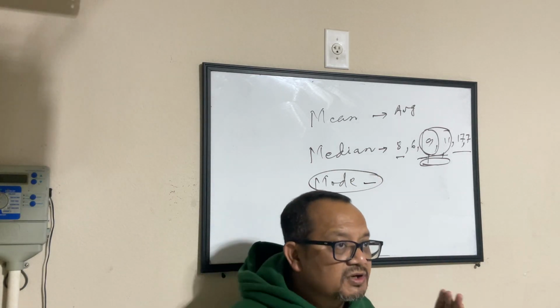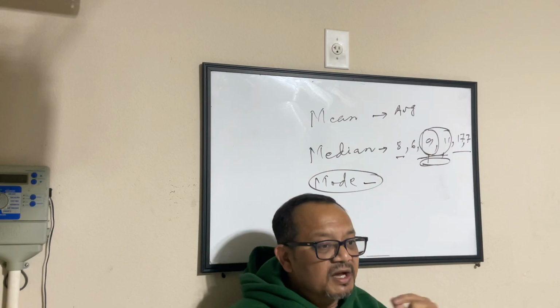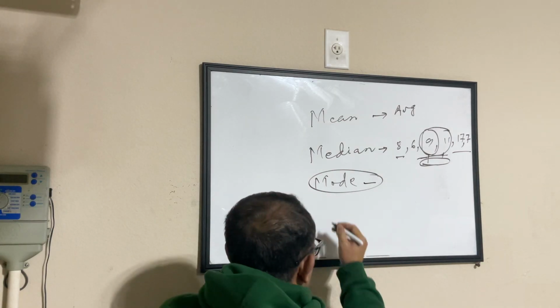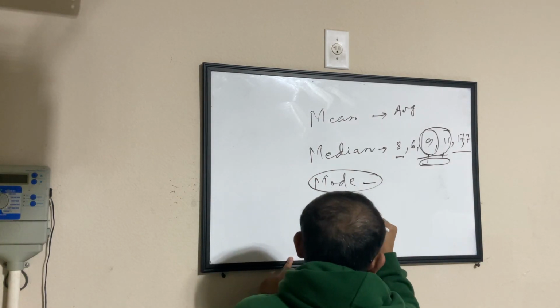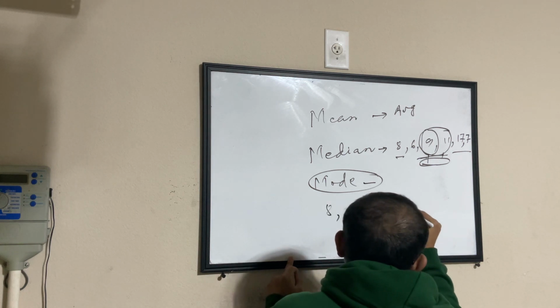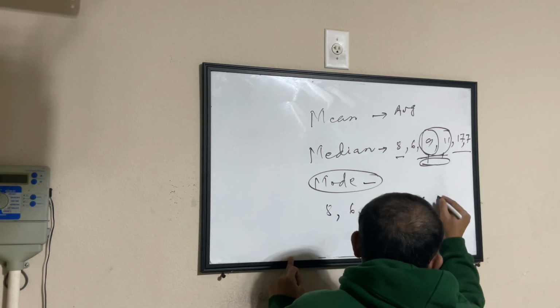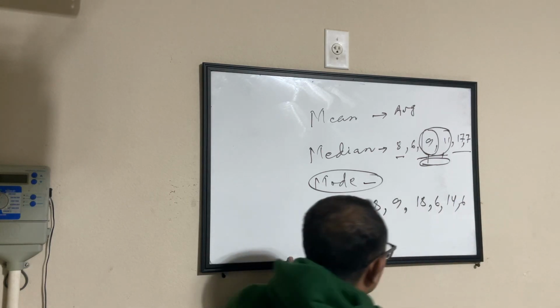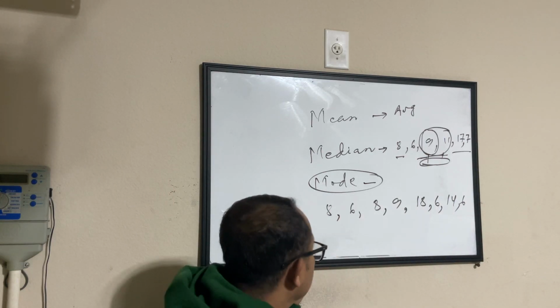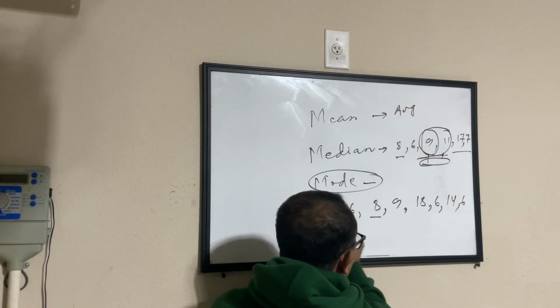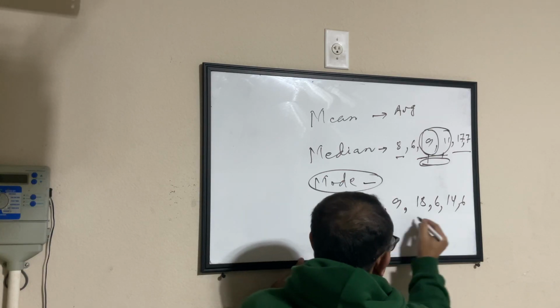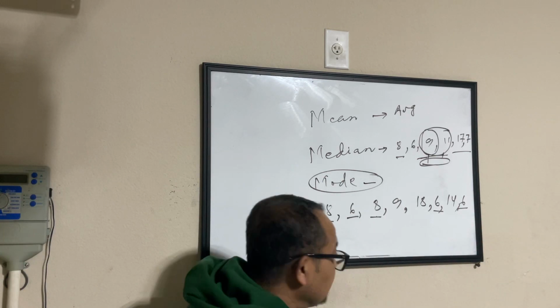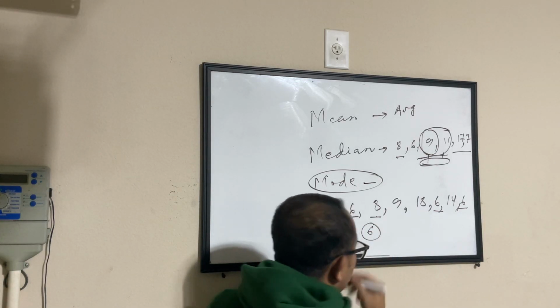Okay. So mean, median, and then when we talk about mode, mode is nothing but, in a set of numbers that you have to deal with, the one that has maximum occurrence. Let's say I'm talking about 8, 6, 8, 9, 18, 6, 14, 6. Here you see 8 occurring twice and 6 occurring 3 times. So basically your mode would be 6 because 6 is occurring the maximum number of times.